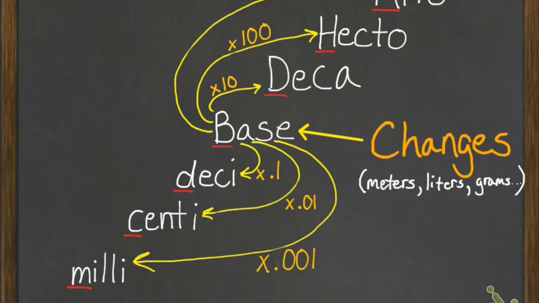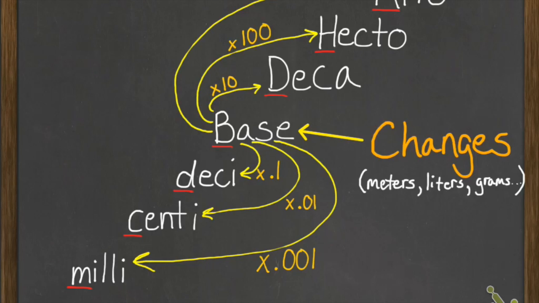If we start from the bottom left corner and work our way up, our prefixes are milli, centi, deci, then our base unit, then deca, hecto, and kilo. So you've heard of millimeters or milliliters or milligrams. Those are all based on these prefixes.